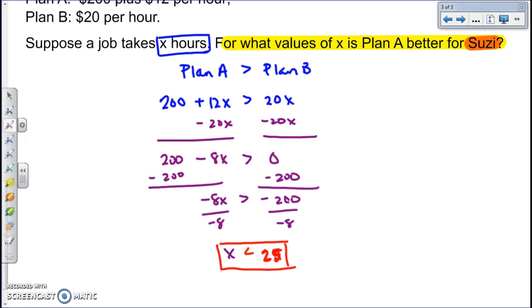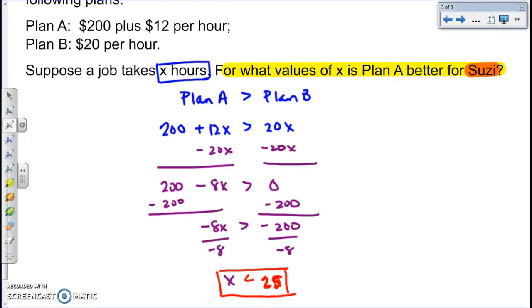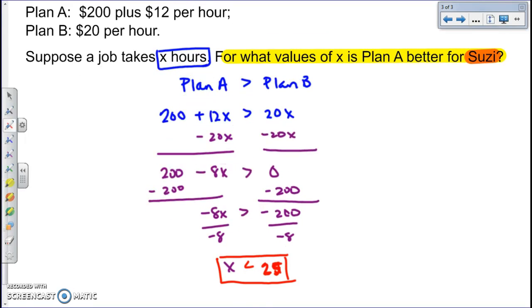So let's write that. Remember, this is a word problem. So for a word problem, you have to interpret your answer. On a test, this x is less than 25 will not suffice. It will not give you full credit. So our final answer should be something like this. You can write it in your own words.